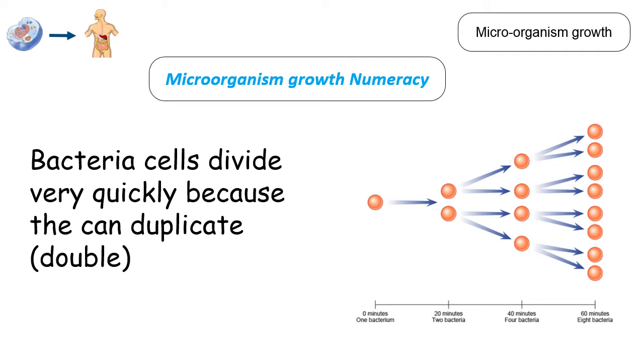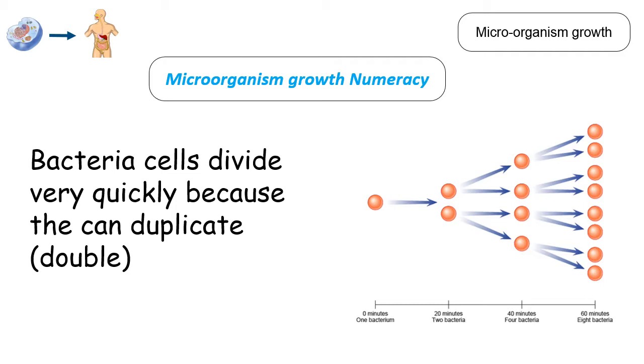So in this slide, we're going to be looking at the bacteria. Bacteria is one of our microorganisms that we were looking at. If you remember, it is the pill-shaped microorganism with a little tail out the back. It doesn't have a nucleus, it has free-floating DNA. So that's a bacterial cell we're going to be looking at here in this slide. And they divide very quickly because they can duplicate and double.